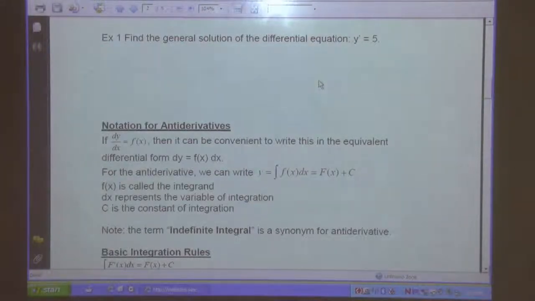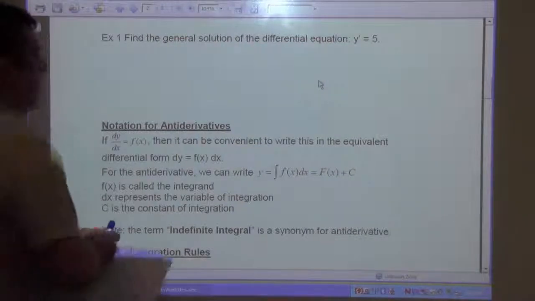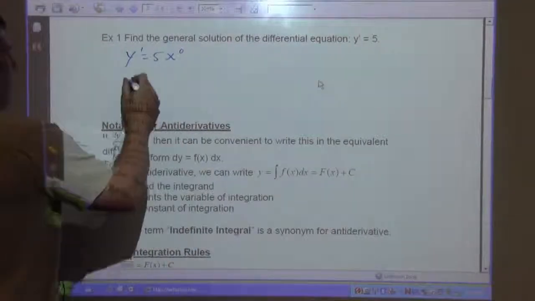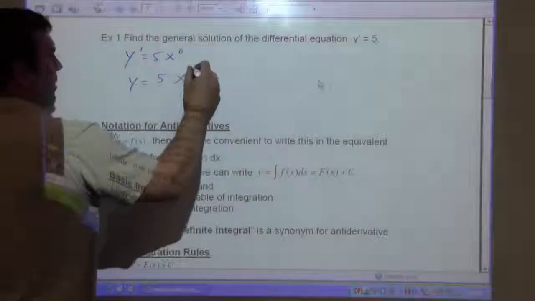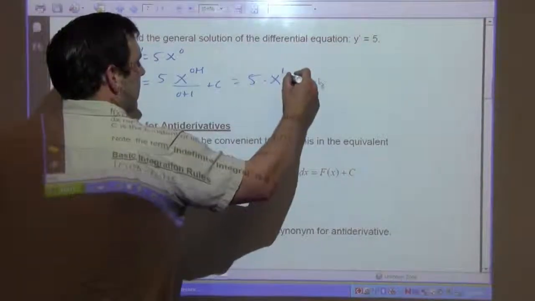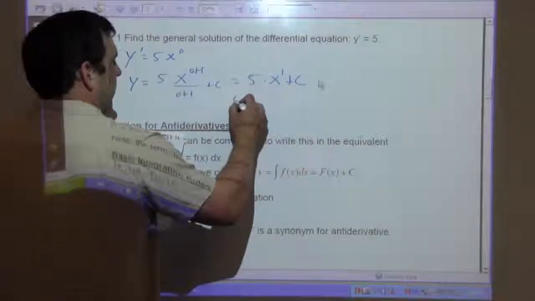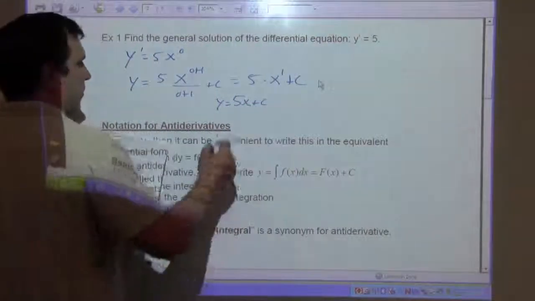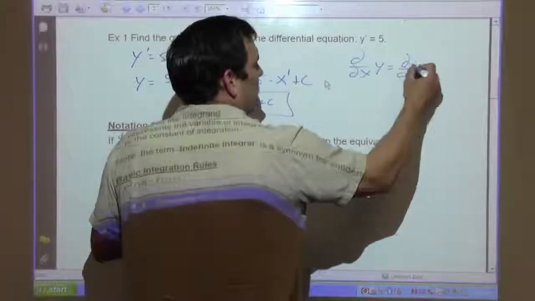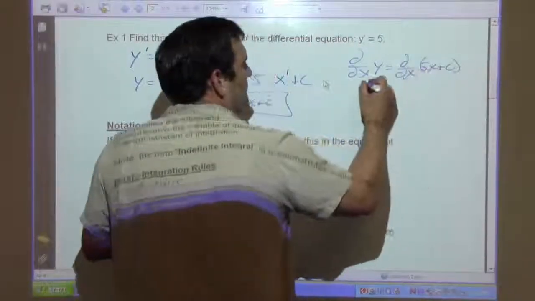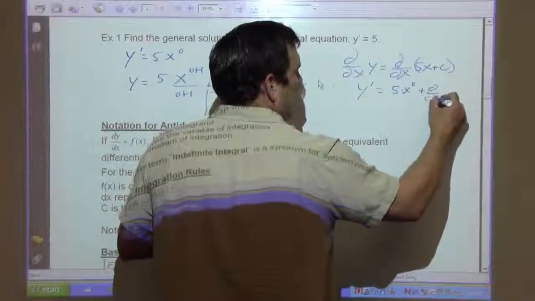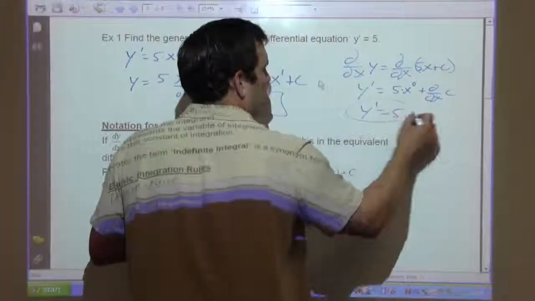So find the general solution of the differential equation y prime equals 5. That means that y prime equals 5 times x to the 0, because x to the 0 is 1. So y must have been 5 times x to the 0 plus 1, divided by 0 plus 1, plus c. 5 times x to the 1 plus c, or just y equals 5x plus c. Because the derivative with respect to x of y will be the derivative with respect to x of 5x plus c. So y prime is 5 times x to the 0 plus the derivative with respect to x of c. So y prime equals 5. That's a check.